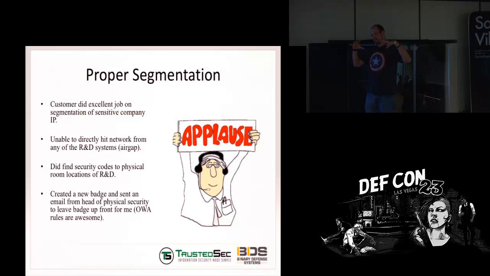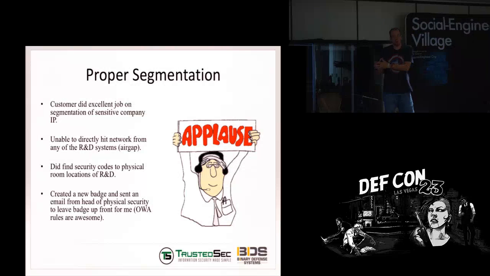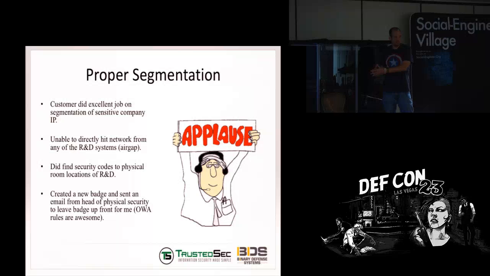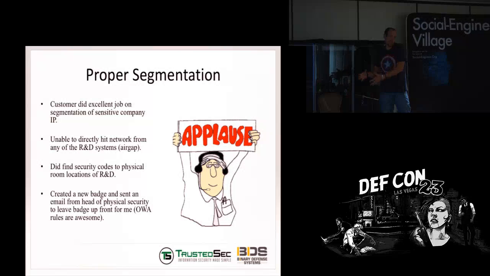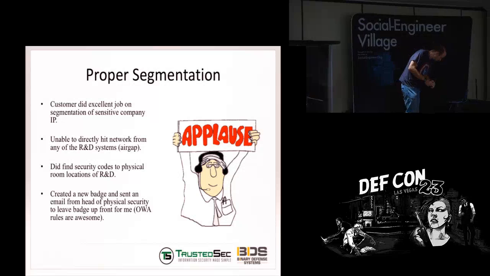Most companies kind of have an M&M syndrome, right? They're hard on the outside, soft on the inside. So once you get past that hard exterior and you go to the inside, you now have the ability to touch all the systems that you want. Well, what was interesting about this company is that they actually did pretty decent network segmentation, so it was really hard for me to even touch any of the individuals that were part of R&D. I couldn't even get to the R&D people that I needed access to, let alone get to the information that I needed, which is really good. You don't see a lot of companies doing that, which is awesome.